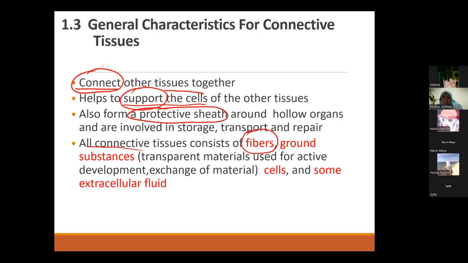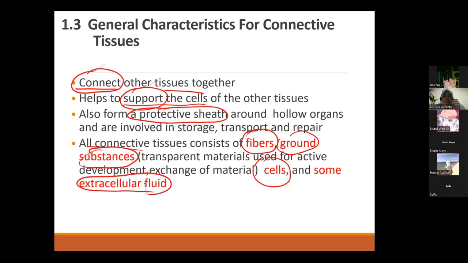Okay, next, all connective tissues have these features. They must have fibers. They must have ground substances. Okay, they must have cells, and some have extracellular fluid. So these are the features of connective tissue.